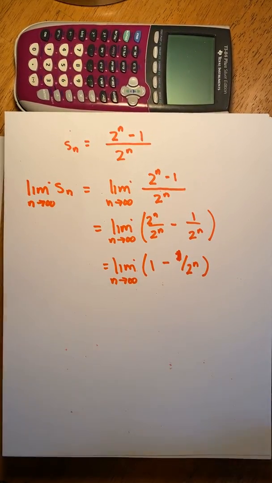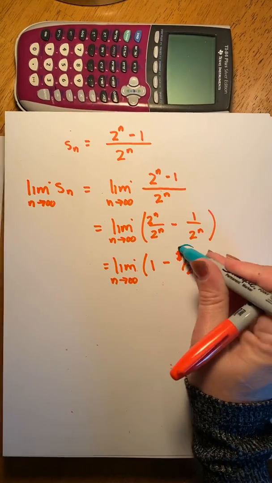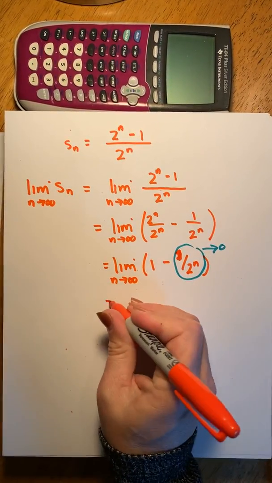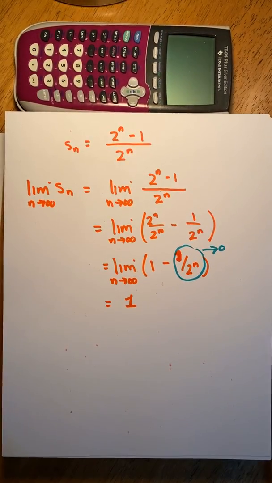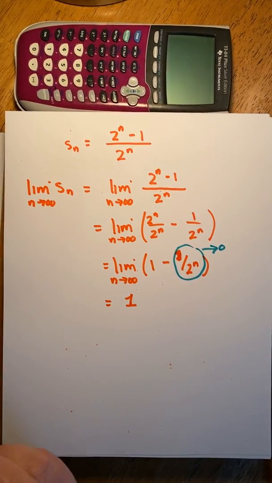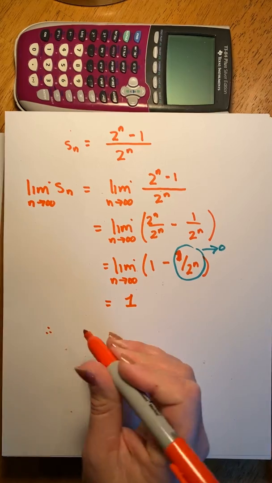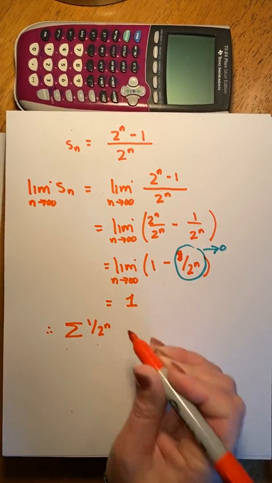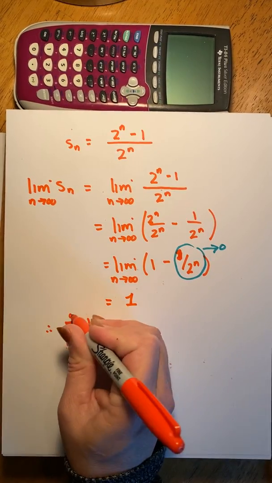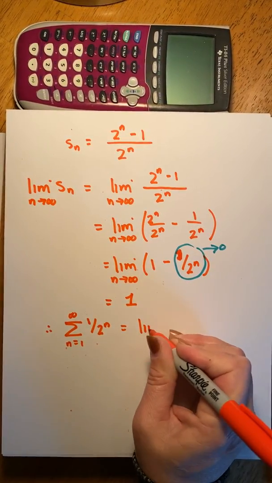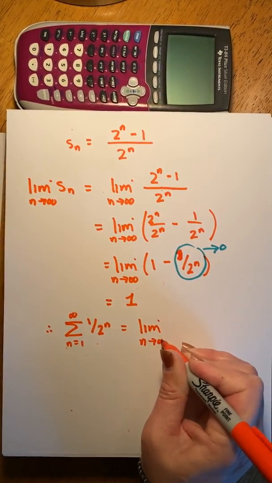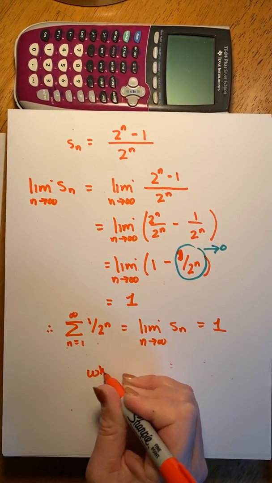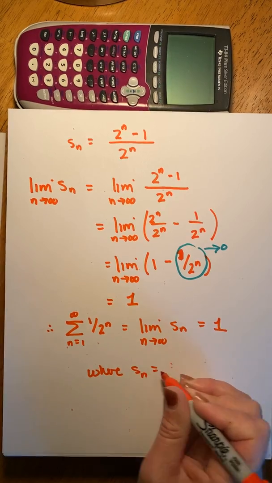So this term here goes to 0. So this limit is just 1. Therefore, the sum of 1 over 2 to the n, n equals 1 to infinity, is equal to the limit of the partial sums, which is 1, where each partial sum can be found by this template.